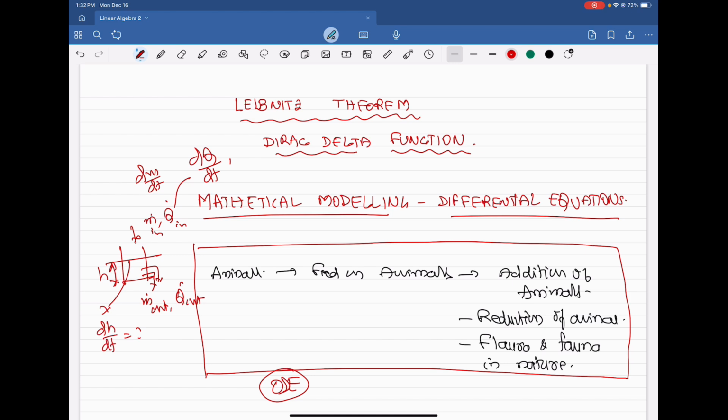Next lecture will be on the Leibniz theorem, something about it, because in IIT Advanced, 1 or 2 times, definite integral questions have come from the Leibniz theorem. Then the Dirac delta function, only to make you understand the probability expected values and a little bit of quantum mechanics. And then our main thrust will be towards mathematical modeling and differential equations from next class onwards.